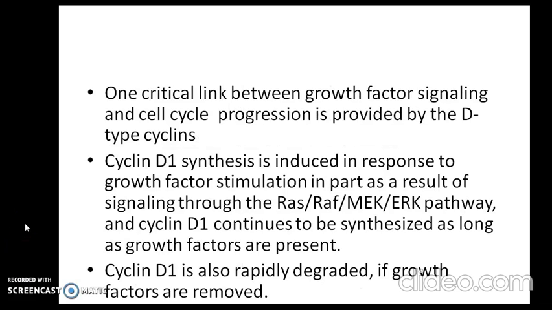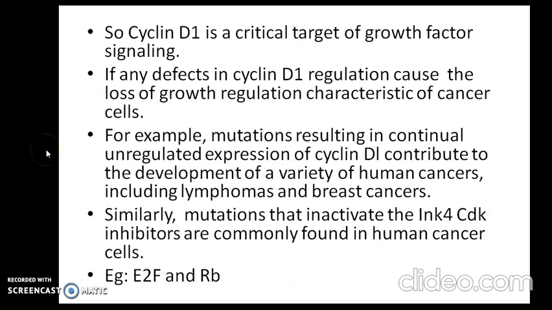One critical link between growth factor signaling and cell cycle progression is provided by the D-type cyclins. Cyclin D1 synthesis is induced in response to growth factor stimulation, in part as a result of signaling through the RAS, RAF, MEK, ERK pathway, and cyclin D1 continues to be synthesized as long as growth factors are present. Cyclin D1 is also rapidly degraded if growth factors are removed. So cyclin D1 is a critical target of growth factor signaling.